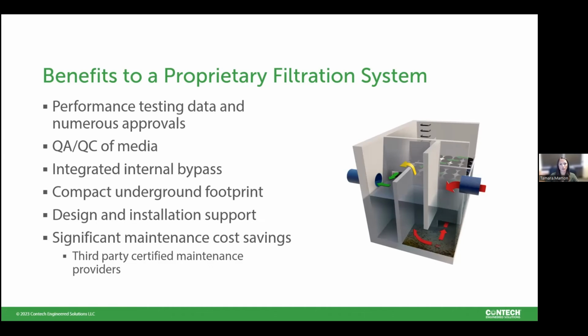The top-down flow path of a conventional system typically leads it to have a larger system footprint. When you are looking at a proprietary cartridge system, like a Jellyfish or a StormFilter, these accept a radial flow, so there's more surface area for the water to come in contact with, leading to a more efficient system footprint. Another benefit of these systems is they're almost always installed underground, which leaves ample space for the owner to use at grade and profit off of.